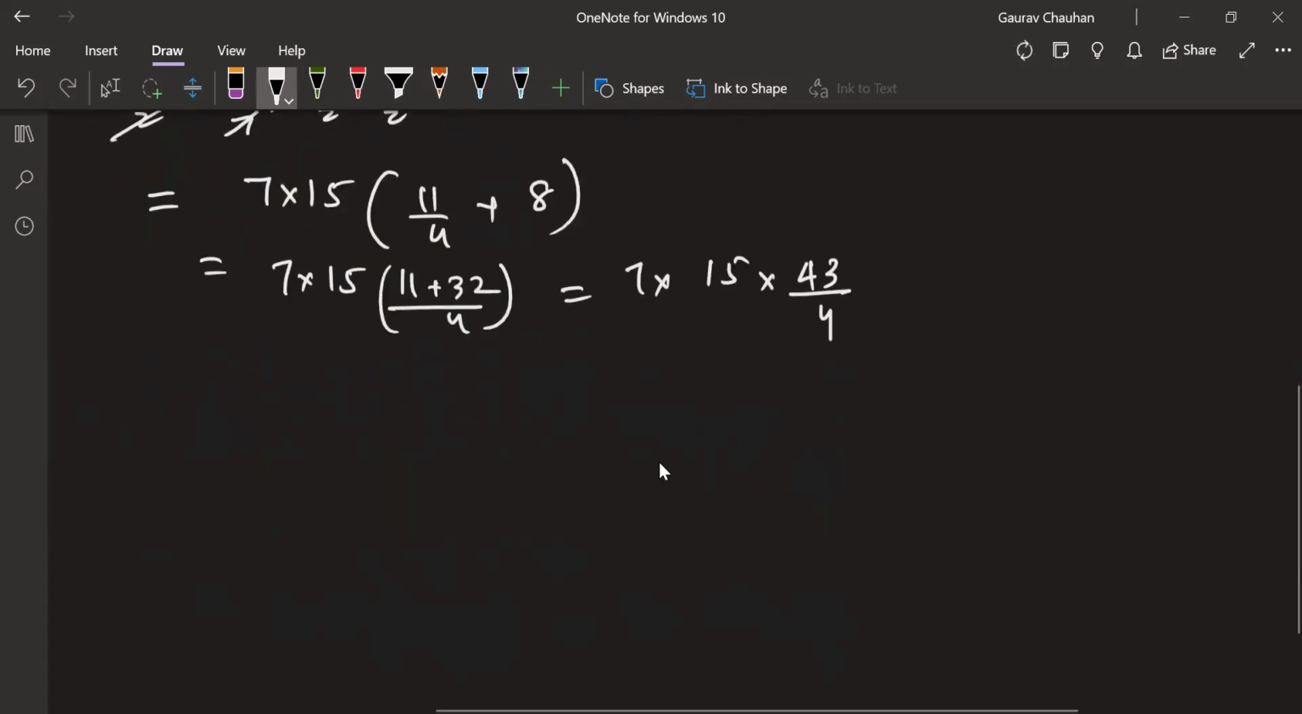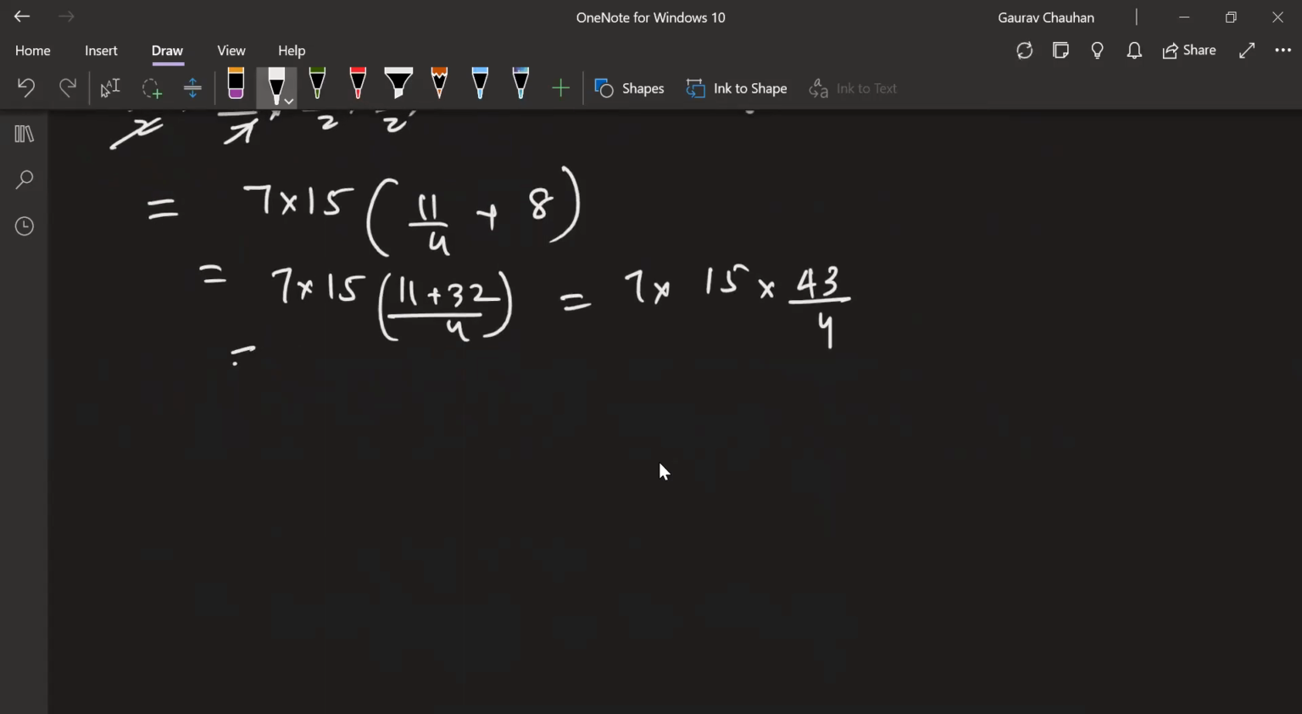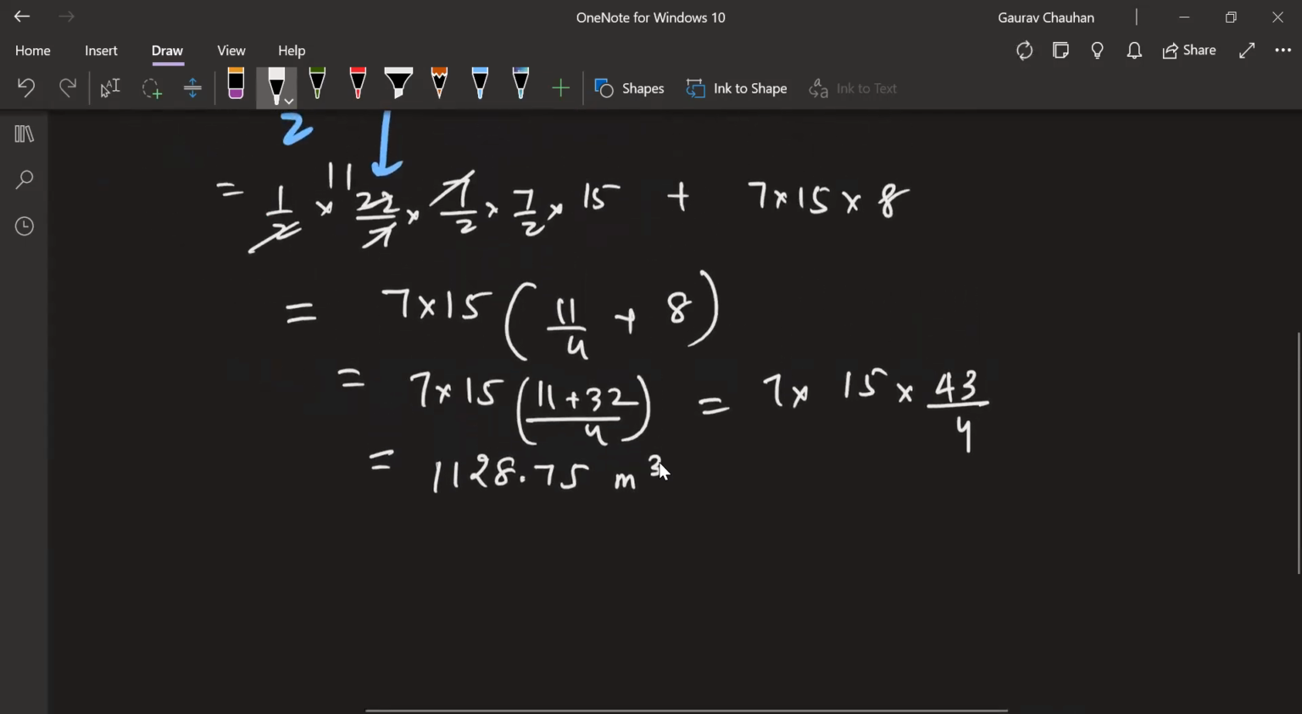Now you do this calculation, you will get some number. I'm just going to look at it and write here. It's 1128.75 meter cube. All right, this is the volume that air will occupy.